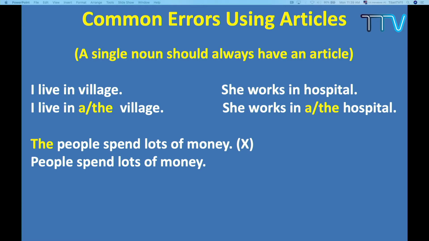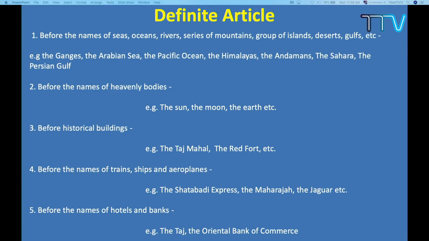So let us talk about the definite articles. I don't know whether you'll be able to see all these things or not, but you have already learned the articles, and I'm going to go through this very quickly. So where do we use the definite article? I'm talking about the. First one is before the nouns of seas, oceans, rivers, series of mountains, group of islands, deserts, gulfs, etc. Whenever we have these, we have to use the definite article.